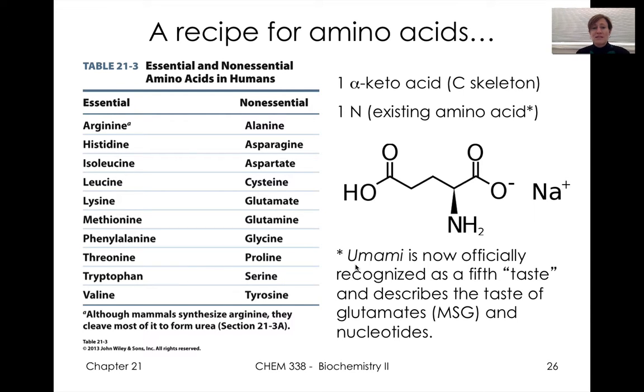Well, one of the places is that you actually need to think about building your own amino acids. There are some amino acids that are what we call non-essential, meaning you can make them in your body, so you don't need to consume them from your diet. So the question is how do you do that?